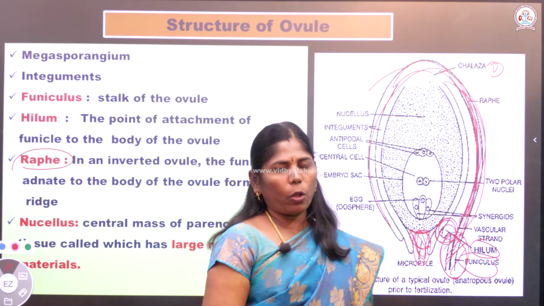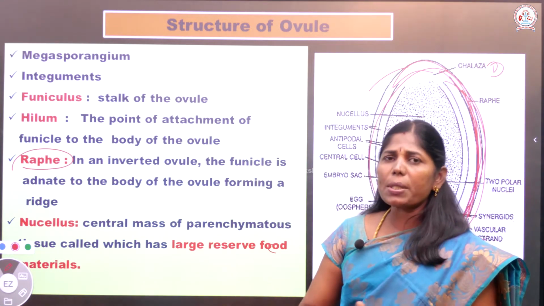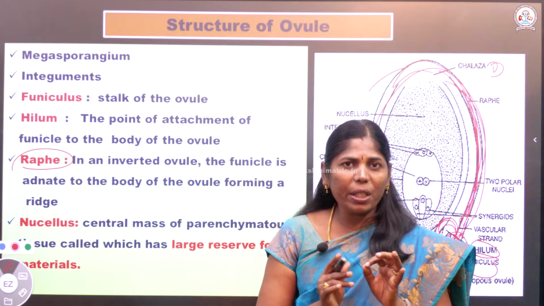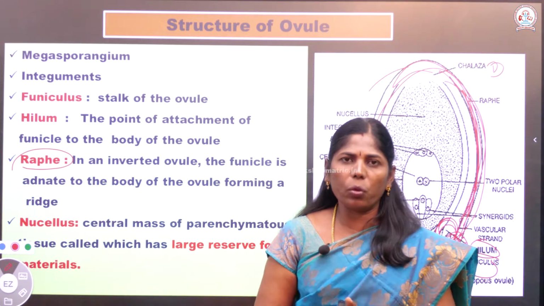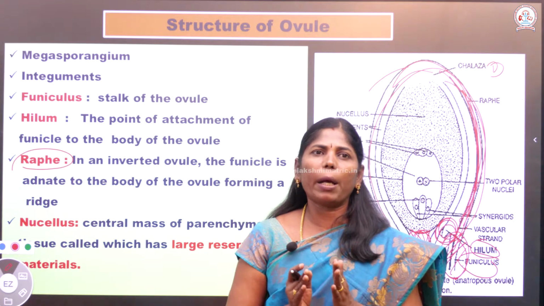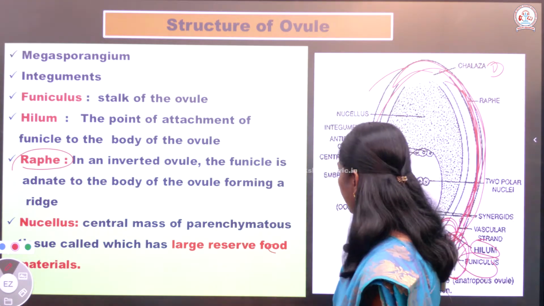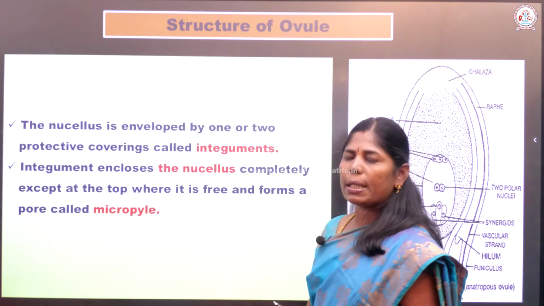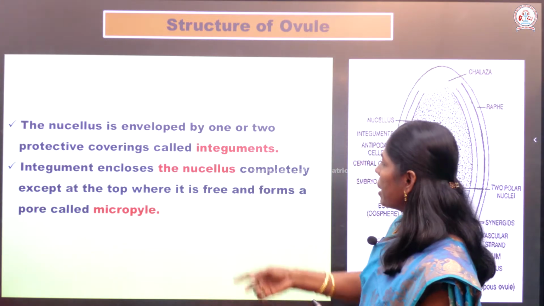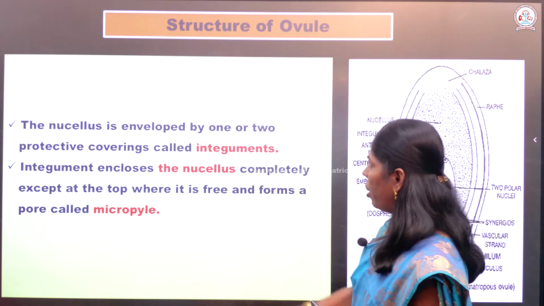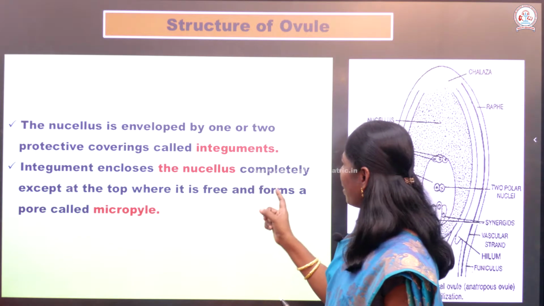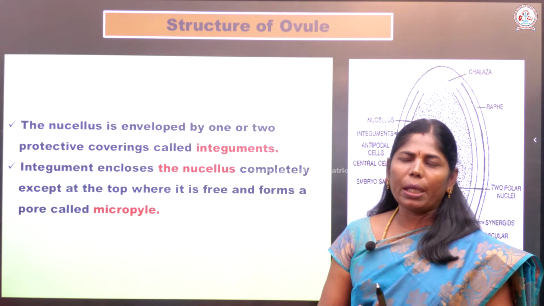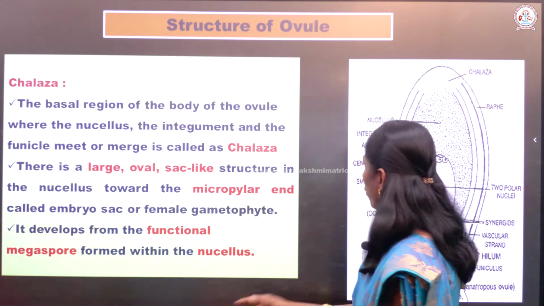So what is the micropyle? The nucellus is covered by the integument, and the integument leaves a small space at the top of the ovule. That region is considered the micropylar region. And what is the other part? We are going to see the chalaza part. The nucellus enveloped by one or two protective coverings is called integuments. The integument encloses the nucellus completely except at the top of the ovule. It has a small pore known as the micropylar region.